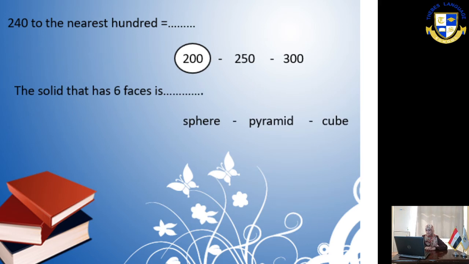The solid which has 6 faces. Remember the solid which has 6 faces. It's not the sphere. The sphere has no face. It's not the pyramid, so it's a cube. The cube is the solid that has 6 faces.